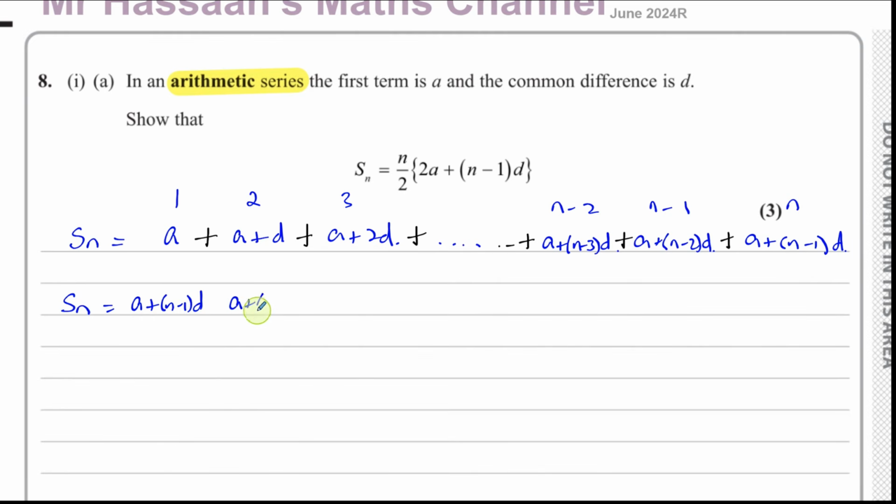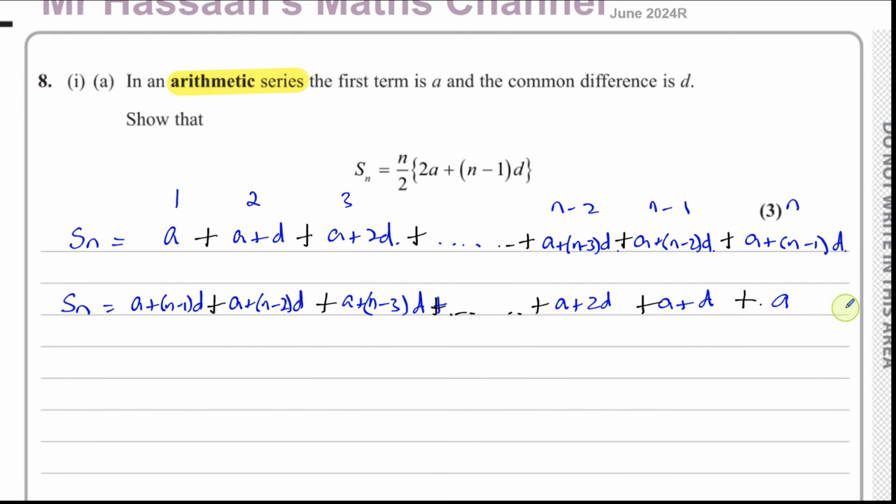And I'll have a plus n minus 2 times d. Just writing this backwards. And I'll have a plus n minus 3 times d. And then I'll have a plus 2d, a plus d, and a. And I'm going to write them as the sum of all of those together. So that's going to be a plus here, a plus here, a plus here, plus here, and there, and there.